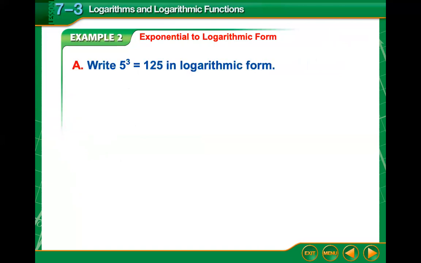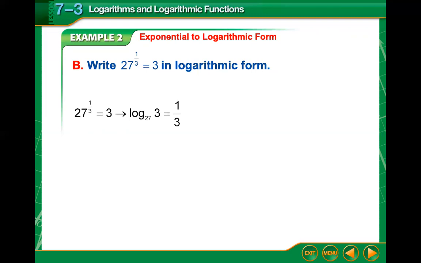Going on to example 2, what we have here is now we're going backwards, or in the other direction. We have an exponential, now we want to go to log. So 5 cubed equals 125 would be the same thing as log base 5 of 125 equals 3. Next we have 27 to the 1/3 equals 3. That would be the same thing as log base 27 of 3 equals 1/3. Do pay attention to how you say this, because the way you phrase it tells us how to write it, just as a heads up.